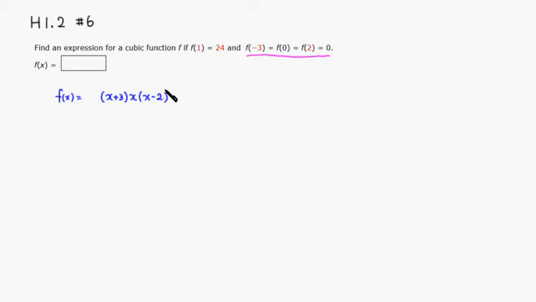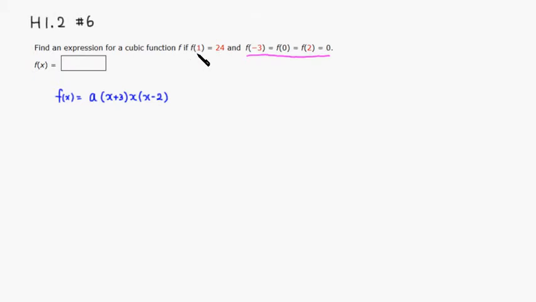Then, this is already a cubic function, so we cannot have any more x's, but we could have some constant a in front. So we know that the function f of x should look like this. At least you have to have these three factors, and you could have a constant in front. Alright, then we use the last condition.